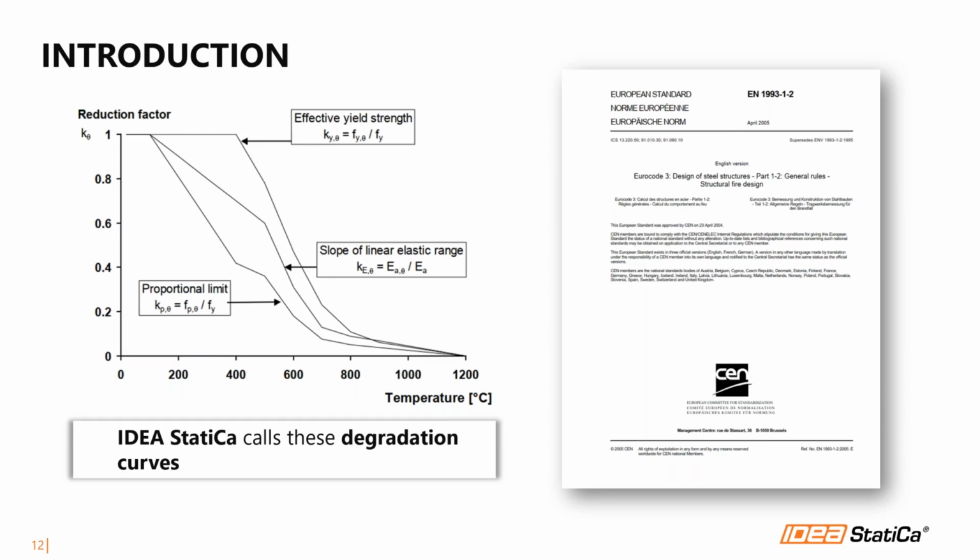Another way to understand this effect is through reduction factors for different properties of the materials. So in this diagram, for example, as temperature increases, there are factors that introduce a significant drop to the corresponding property. The property is either the yield stress or the modulus of elasticity, etc. In the context of IDEA StatiCa, we call these curves degradation curves.